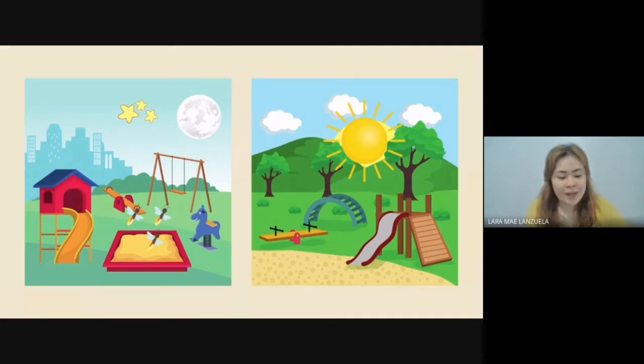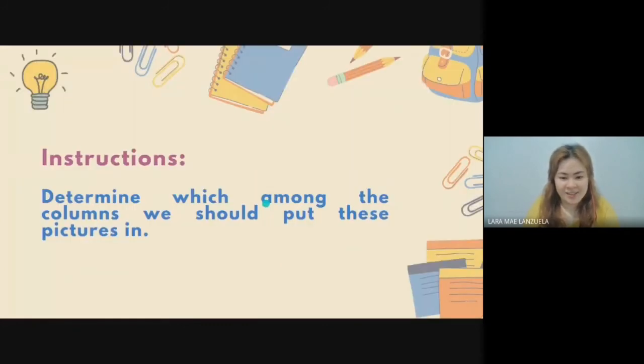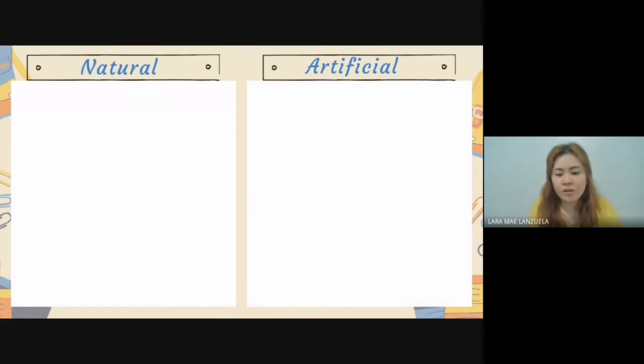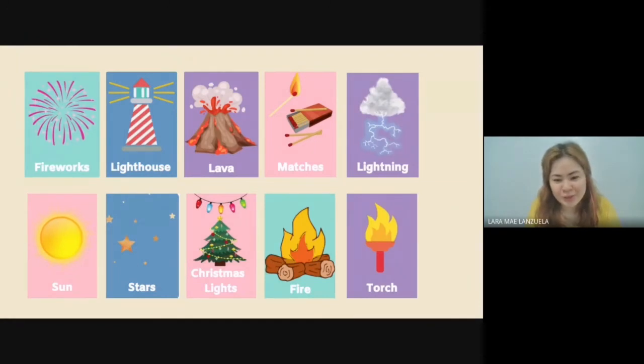None. Okay, good. So let us summarize. To summarize our discussion, let us determine what are the other examples of artificial and natural sources of light. So as you can see here, we have a table with two columns. And I have here plenty of cards with some pictures. So from these pictures, I will show them to you. And you will determine which among these pictures will be under the column of natural and artificial light sources.